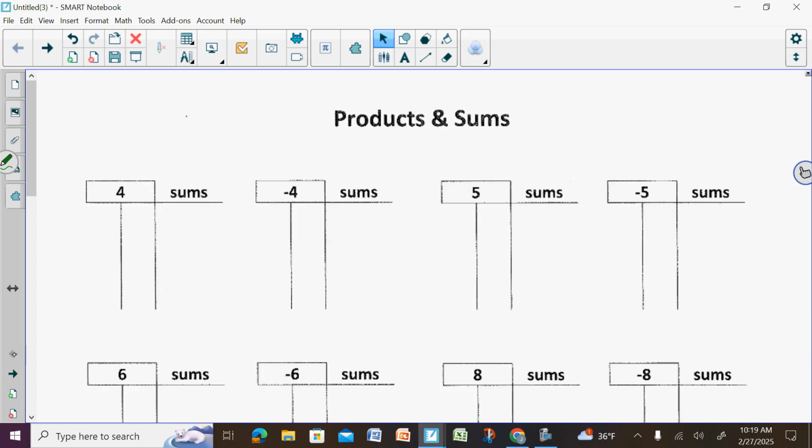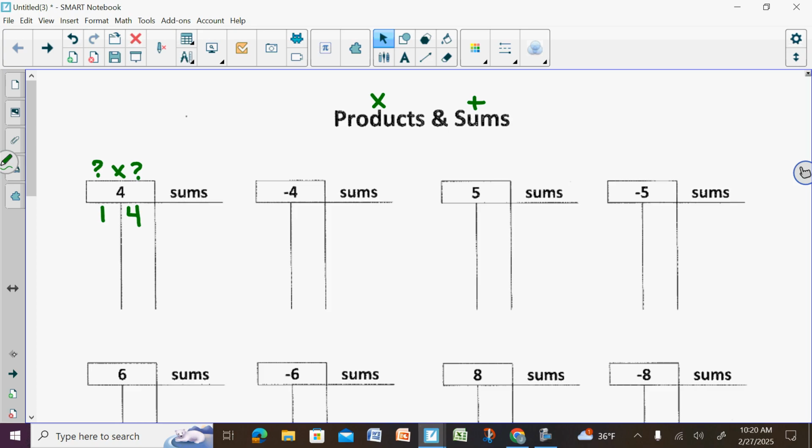What you're looking for, these are called product and sums tables. Product simply means the answer to a multiplication, and sum is the answer to an addition problem. The number in the box is what we're looking for: what two numbers multiply to give us 4. If you do this in a strategic manner, you will come up with them quicker and not miss any. So I always start with 1 and the number. 1 goes into 4 four times evenly, or 1 times 4 is 4.